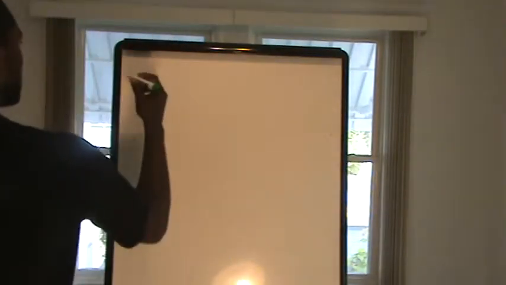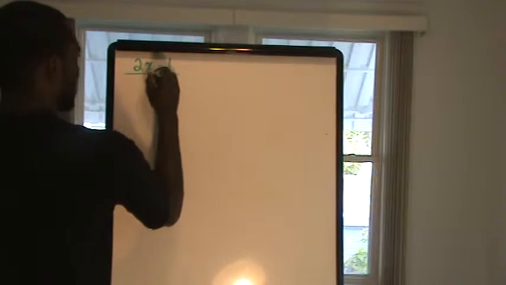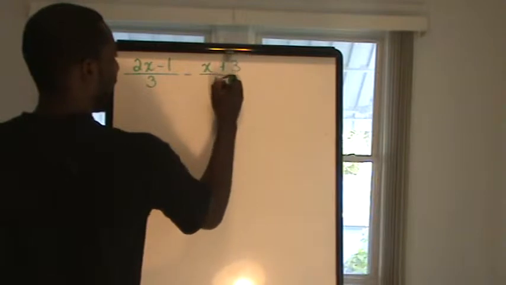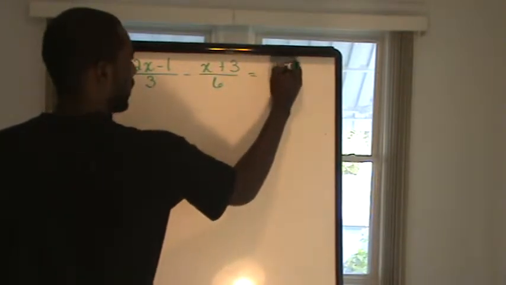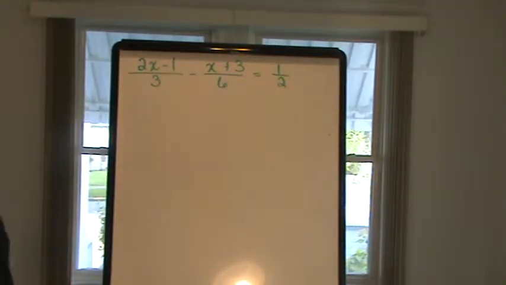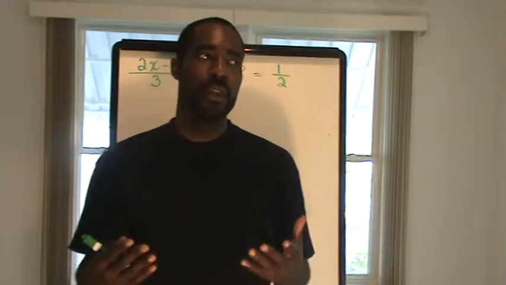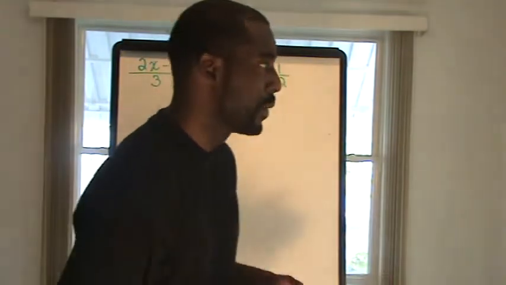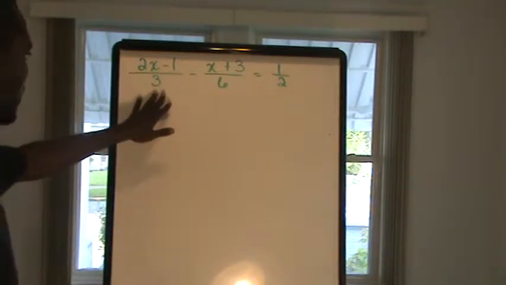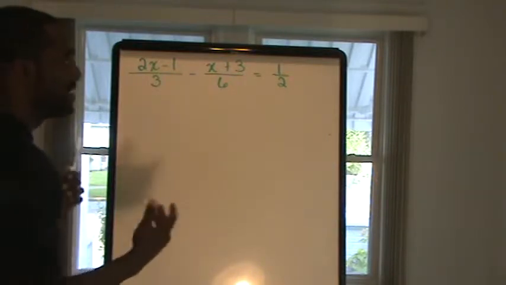The first one says (2x minus 1) divided by 3 minus (x plus 3) divided by 6 is equal to 1/2. And so the technique again is still the same. First thing that we would like to do is establish the least common multiple so that we can eliminate the fractions and make the distributive property and the rest of the algebra easier. So if we look at the denominators, the 3, the 6, and the 2, the least common multiple between those three would actually be 6.